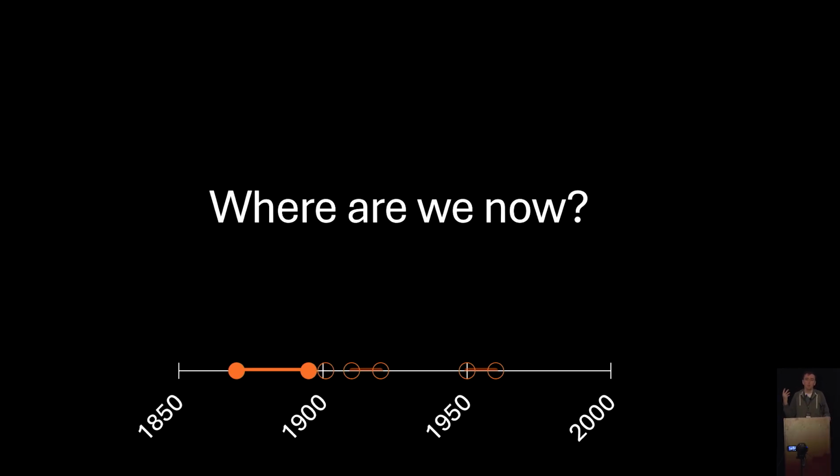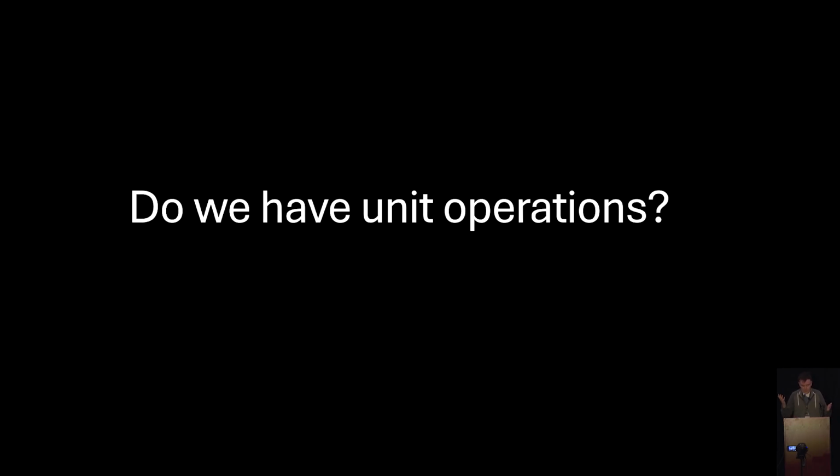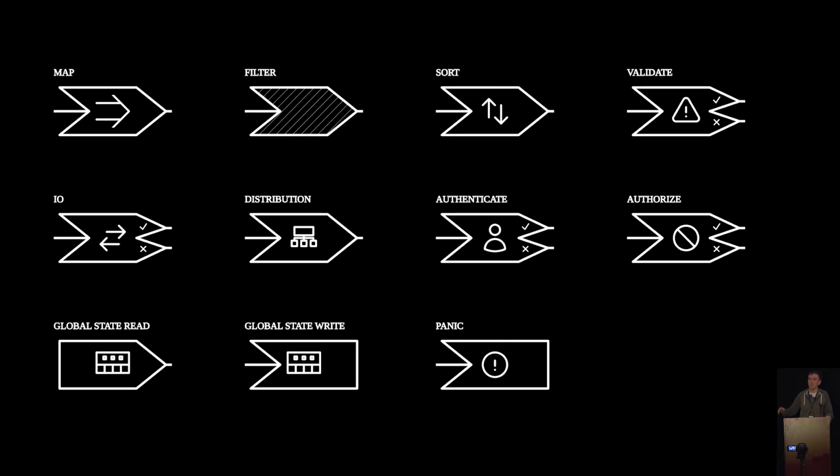But clearly, the way chemical engineers seem to grow quite quickly was this idea of unit operations. So the next question then becomes, do we have unit operations? Because if we have unit operations, maybe we can catapult ourselves into the next wave of software engineering. And for me, obviously, I think the answer is yes. And I believe these are unit operations. And keep these in mind.